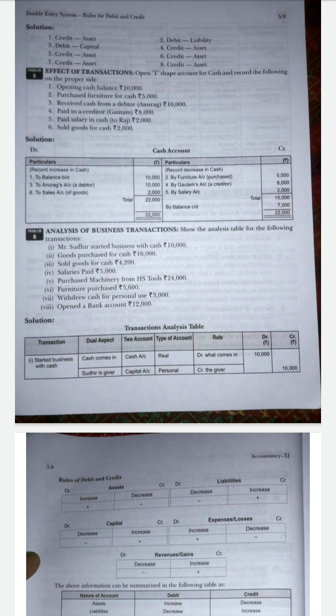So debit what comes in is a real account, we are applying the rule, and the capital account is a personal account, so we are applying the personal account rule: debit the receiver, credit the giver. Understood? So see the next one.